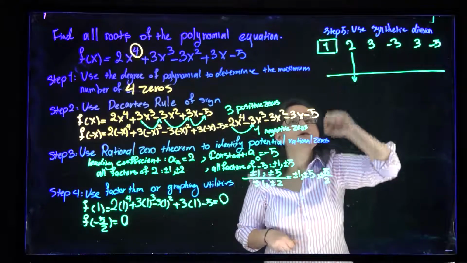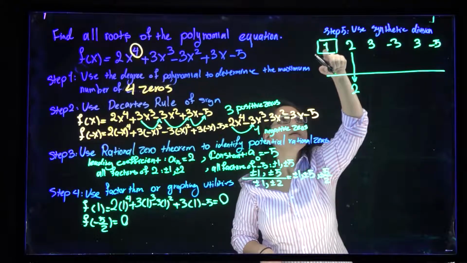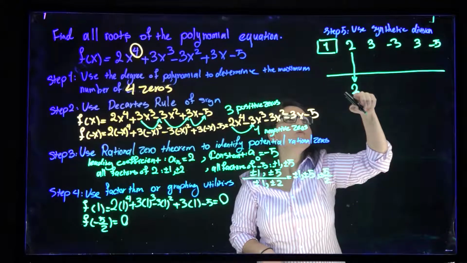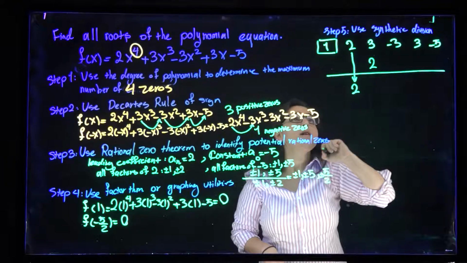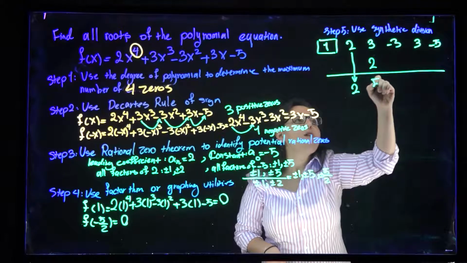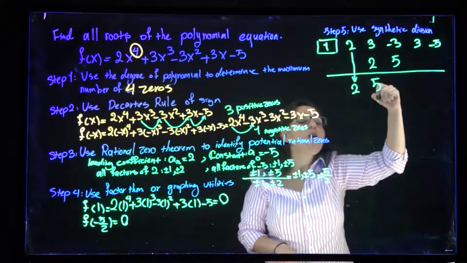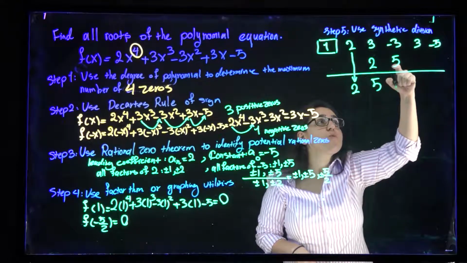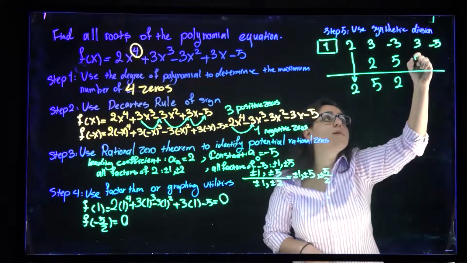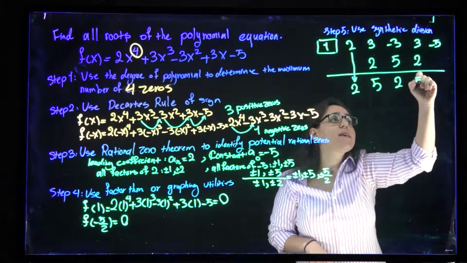I'm going to copy the first number. That's going to be 2. Next step is to multiply whatever is in your box with that number. So I'm going to multiply 1 with the 2. That's going to be 2. And I'm going to put it here. Now I'm going to add these two numbers. 3 plus 2 is 5. Again, I multiply 1 with 5. That's going to give me 5. If I add -3 with 5, that's going to give me 2. If I multiply 1 with 2, that's going to be 2. Again, adding these two numbers, 3 and 2, are going to give me 5.